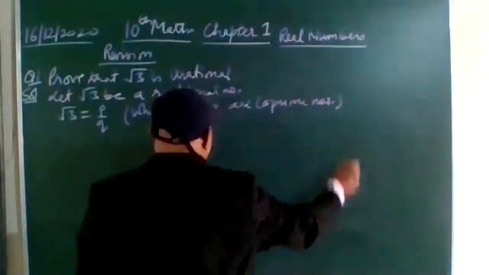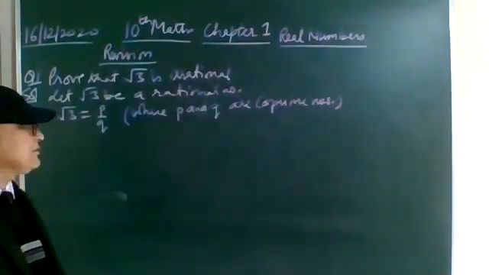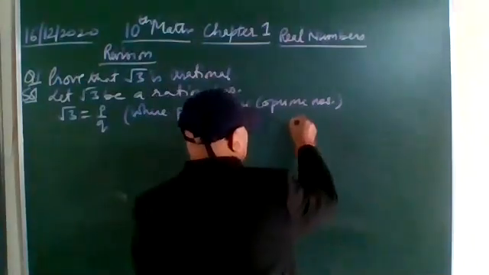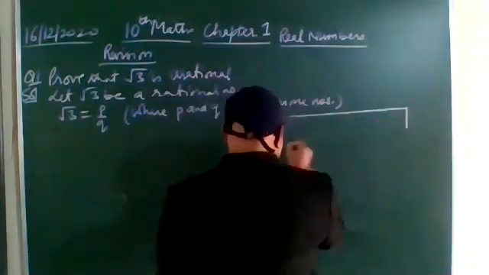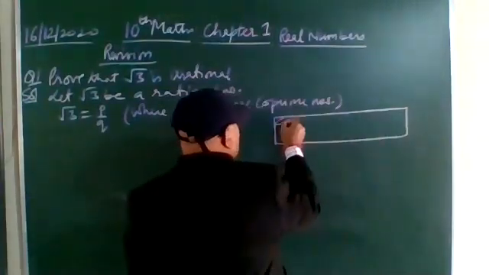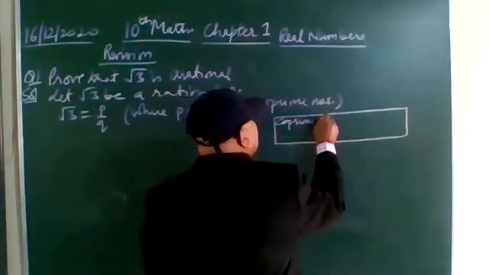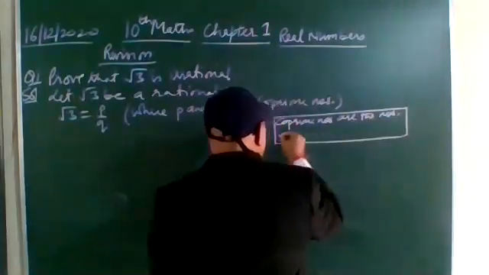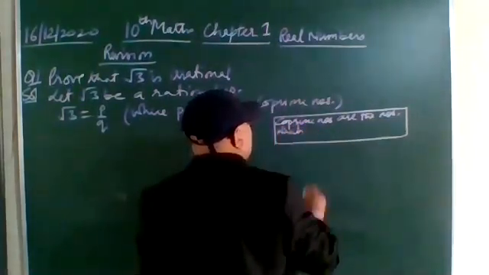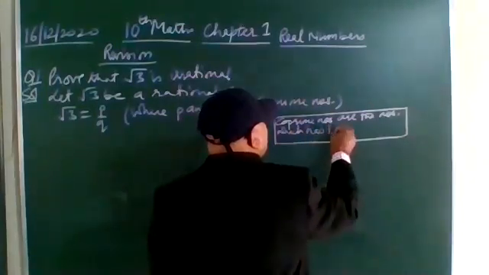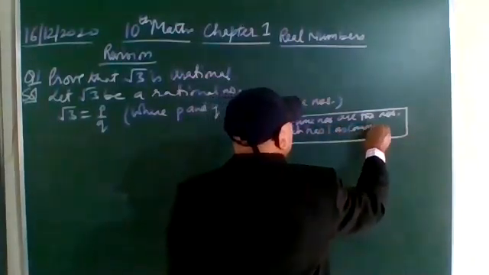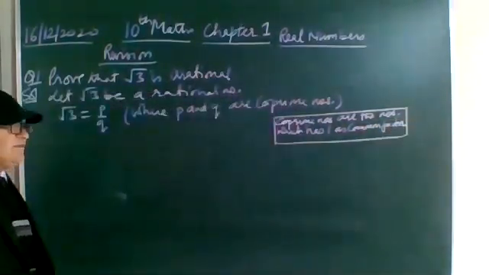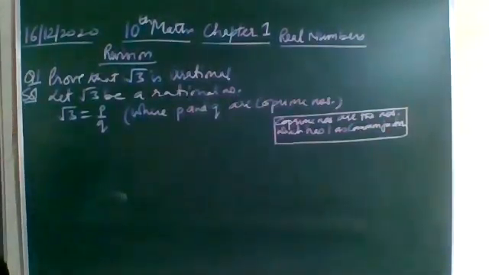I explained in the last class what co-prime numbers are. Co-prime numbers are the numbers which have one as a common factor. So if you want, you can write here: co-prime numbers are the numbers which have one as common factor. So P and Q are co-prime numbers.